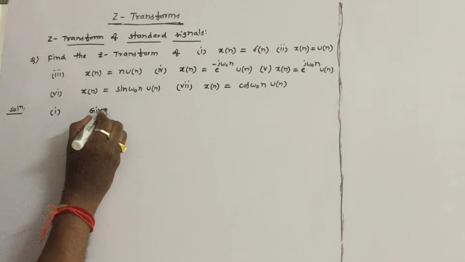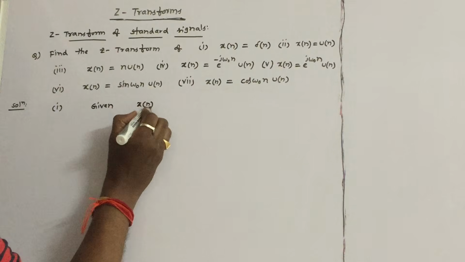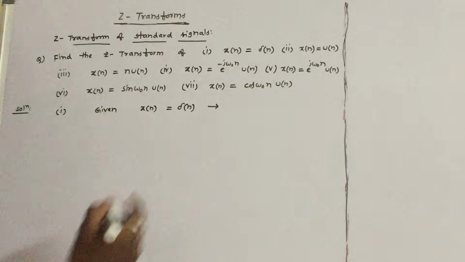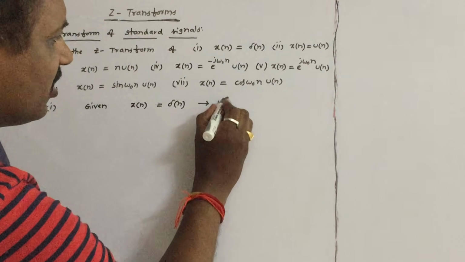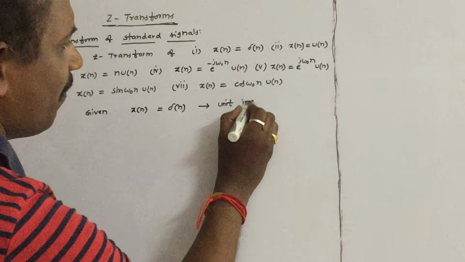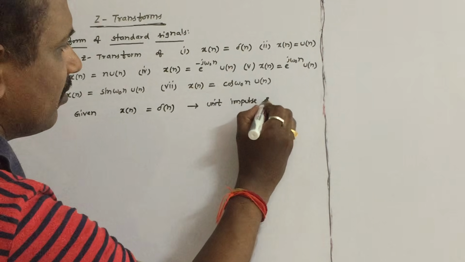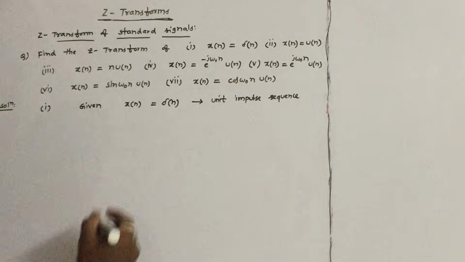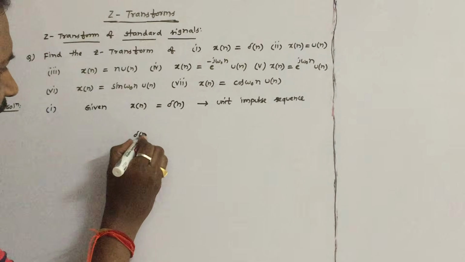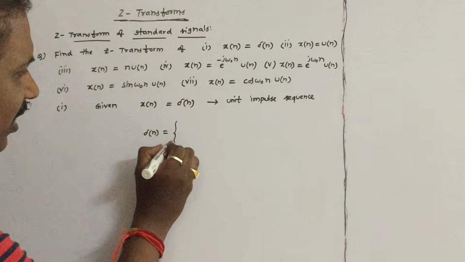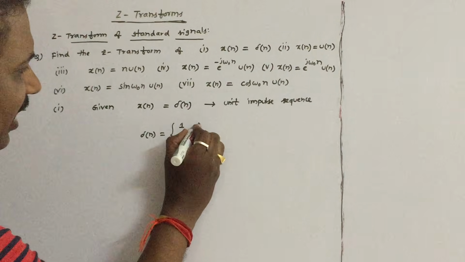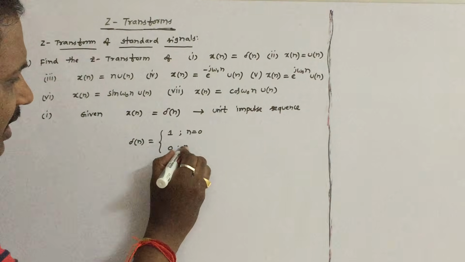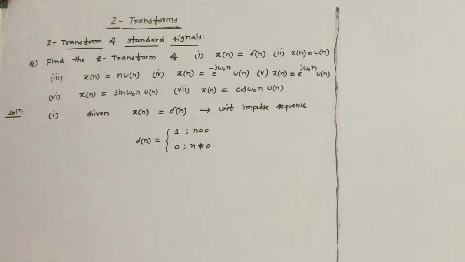Given x of n is equal to del of n. So this is the unit impulse sequence. Let us see how it is defined. So del of n is equal to 1, it has an amplitude of 1, at n is equal to 0 only, and 0 for n is not equal to 0.